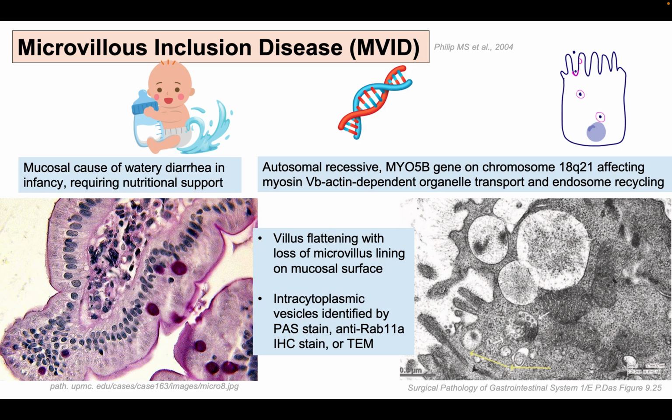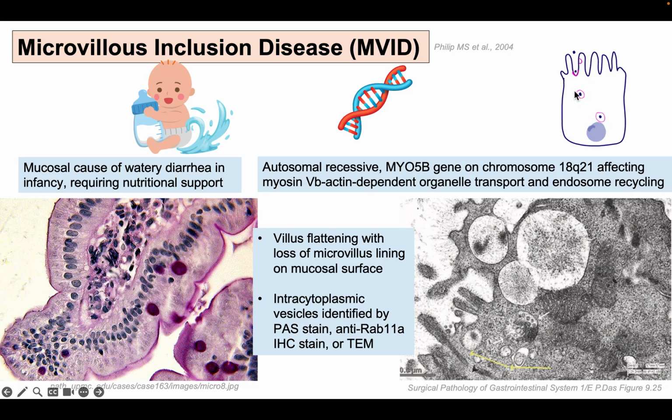The next disease is microvillus inclusion disease. This is a congenital enteropathy, an autosomal recessive disease, and it occurs due to MYO5B gene mutation on chromosome 18q21, affecting the myosin VB, actin-dependent organelle transport and endosome recycling. So what happens is that endosomal transport is not occurring at a normal pace.